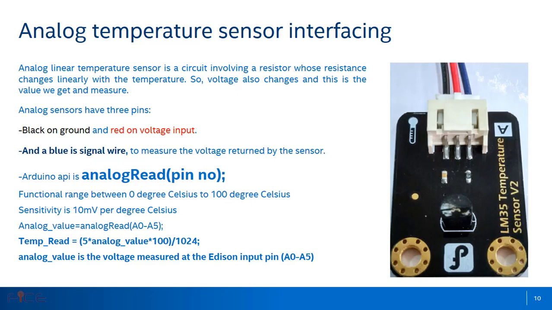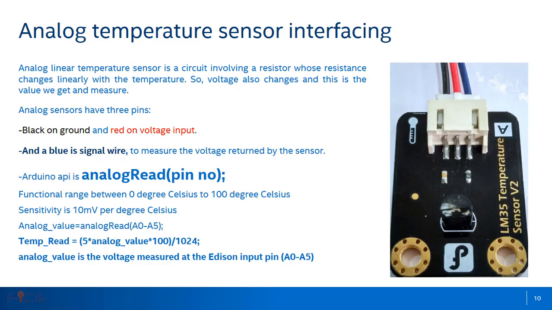In this example, we are interfacing an analog temperature sensor with the Intel Edison board. An analog temperature sensor converts temperature into voltage. The output voltage of the temperature sensor varies with variations in the input temperature. The analog temperature sensor has 3 pins or 3 wires: red, black and blue. The red wire is to be connected with 5 volt, the black wire is to be connected with the ground, while the blue wire is a signal wire that is to be connected with one of the analog pins. There are a total of 6 analog pins, A0 to A5.